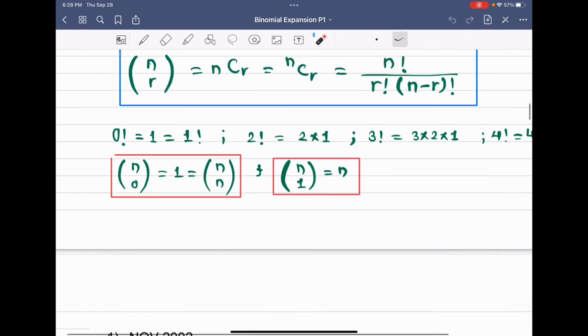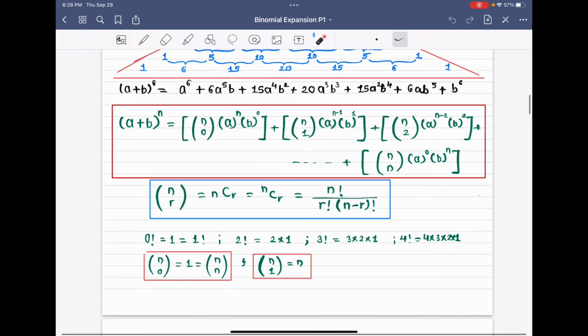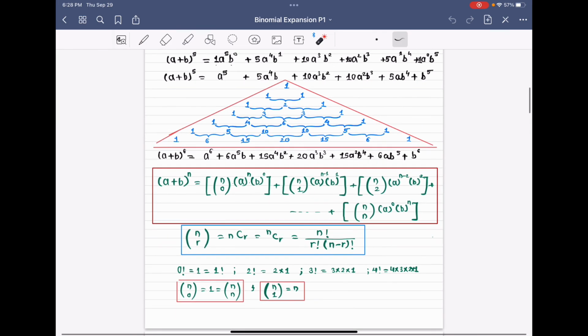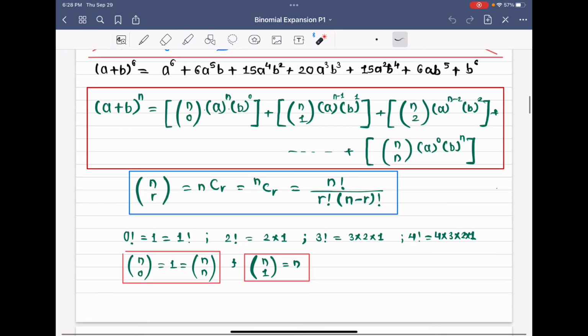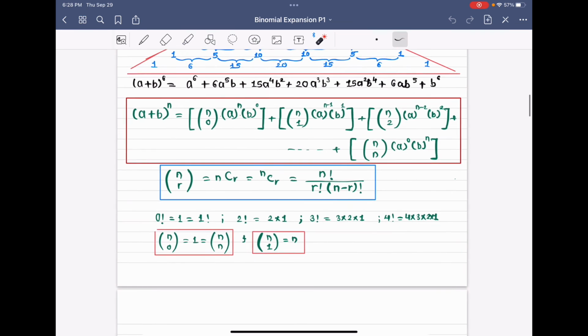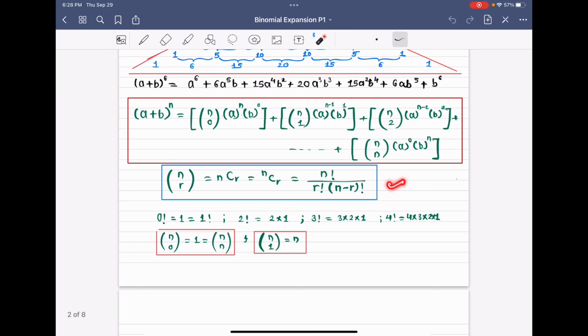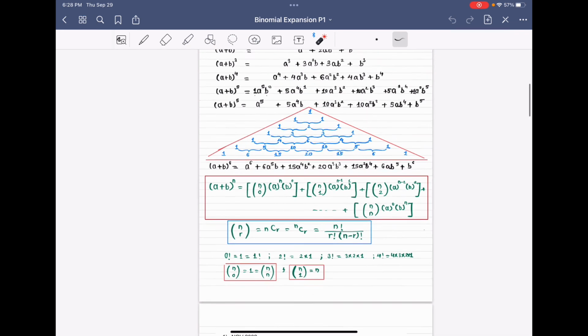These are the concepts behind binomial expansion, which includes Pascal triangle, which includes this formula, which includes the combination formula, as well as the factorial.